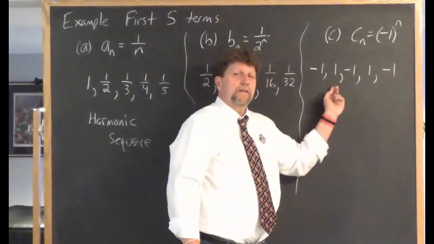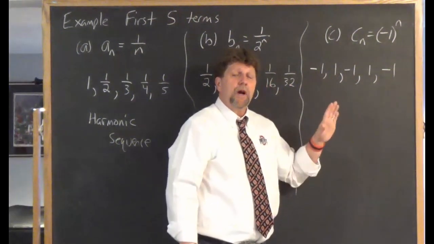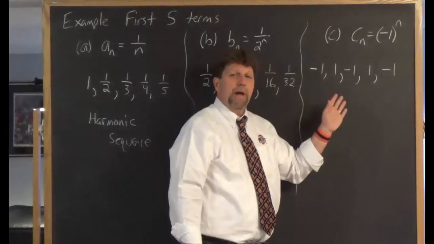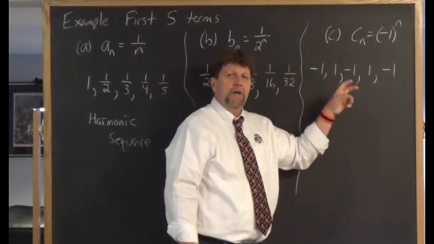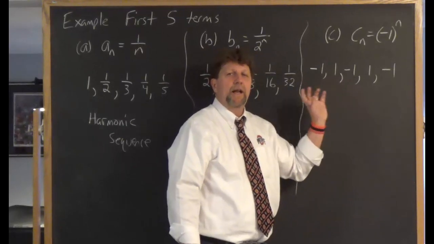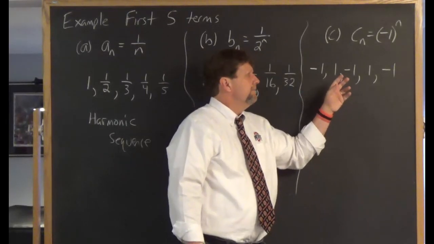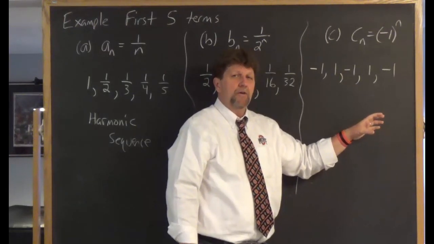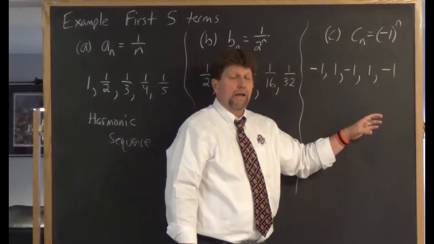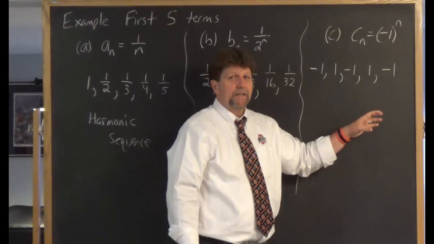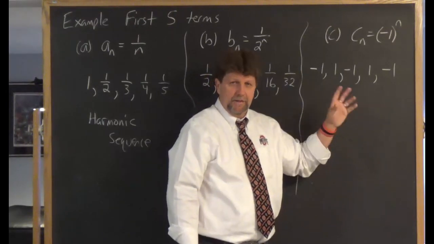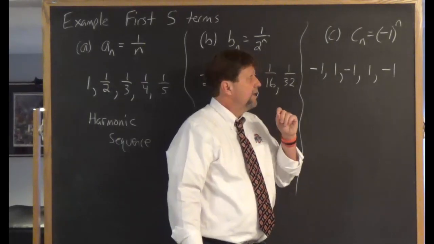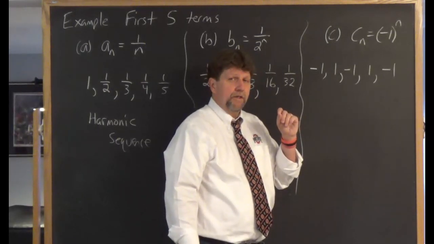This sequence, it doesn't look like the terms are heading towards a single number. I mean, the terms are bouncing back and forth between -1 and 1, -1 and 1, -1 and 1. This one isn't heading to a number, so it's not going to converge. And if it doesn't converge, we tend to say it diverges. Some old vocabulary words.